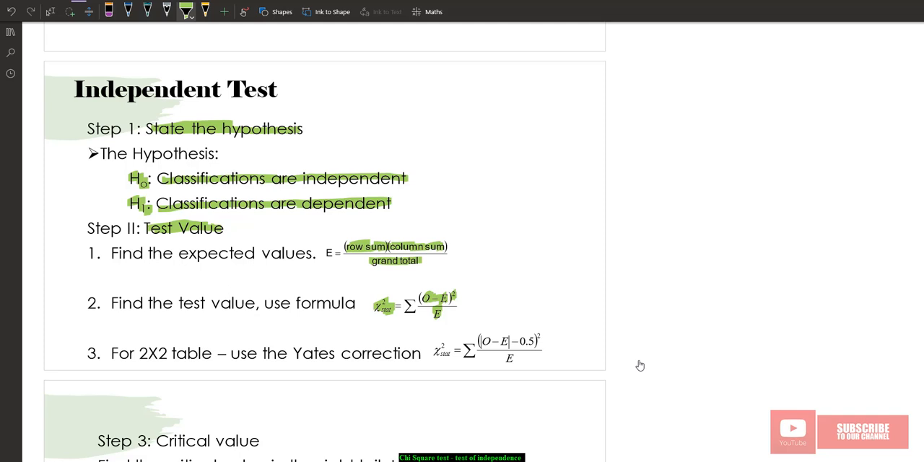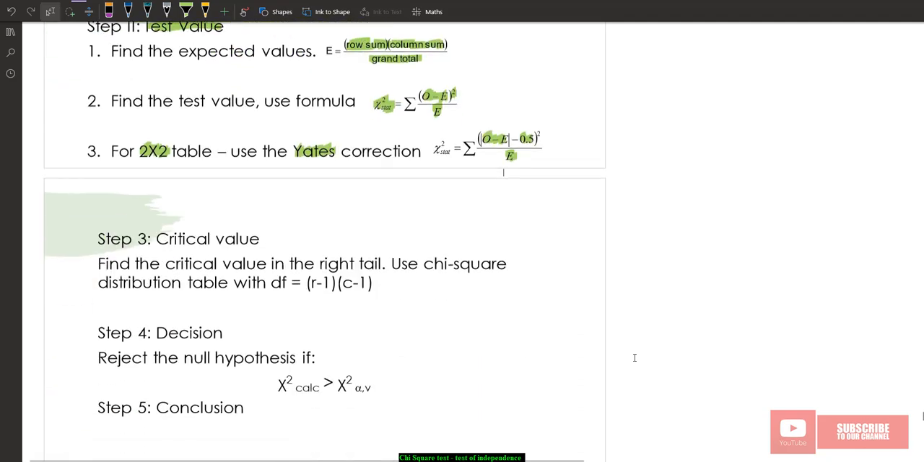If you have a 2 by 2 table, you can use the Yates correction, where the Yates correction is the modulus of observed minus expected, minus 0.5, and then you square it and divide by the expected value, right? This is only applicable for a 2 by 2 table.